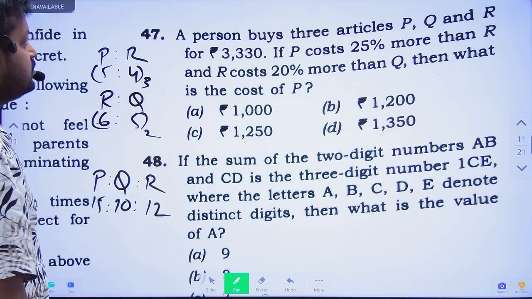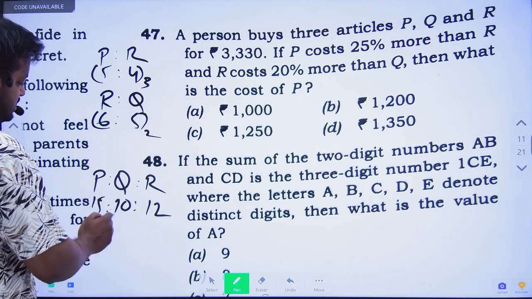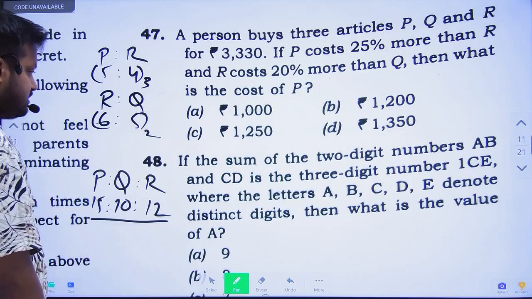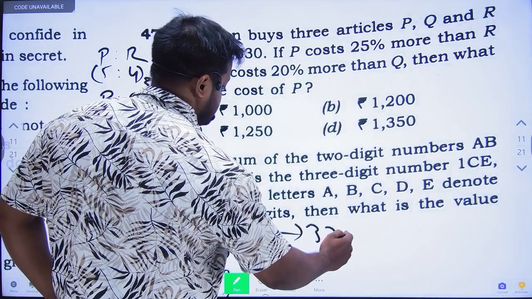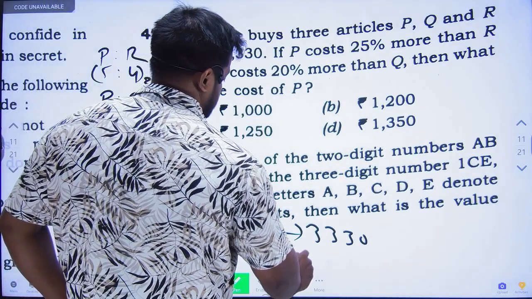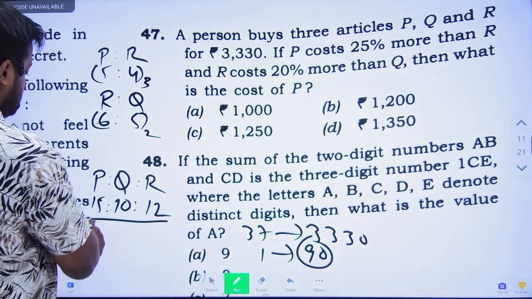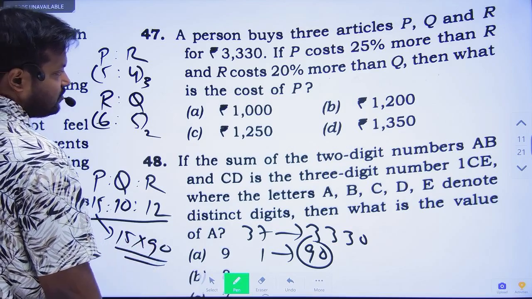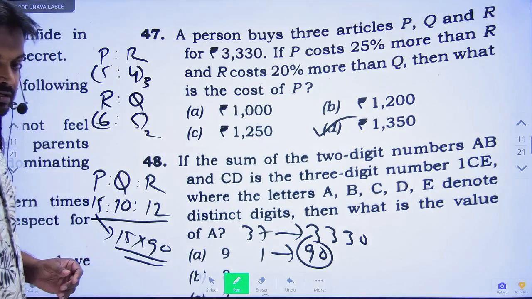Fine. So a person buys 3 articles P, Q and R for 3,330. So this is total 25 plus 12, 37. 37 units correspond to 3,330. So 1 unit corresponds to 90. Fine. Then cost of P means 15 into 90, which is 135. So this is option D. 15 into 9 is 135. So fine.